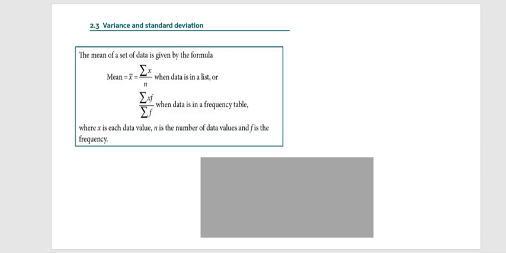Variance and standard deviation. The mean of a set of data is given by the formula. As we have talked about the mean, it is the summation of the total data divided by how many data values we have. So the mean is given by the summation of x divided by n, where the data is in a list, or we can use the second formula when the data is in a frequency distribution table: the summation of fx, or the summation of xf, divided by the summation of f, where f represents the frequency, x is each data value, n is the number of data values, and f is the frequency given, and we will see that.